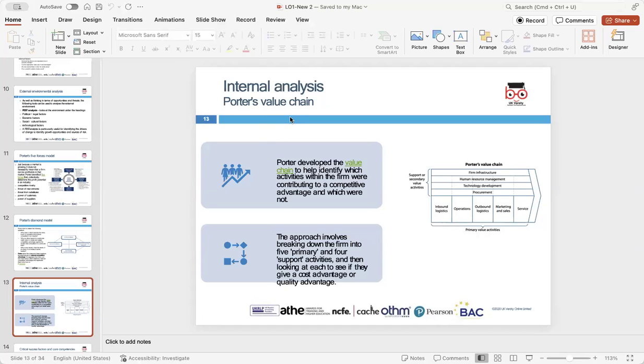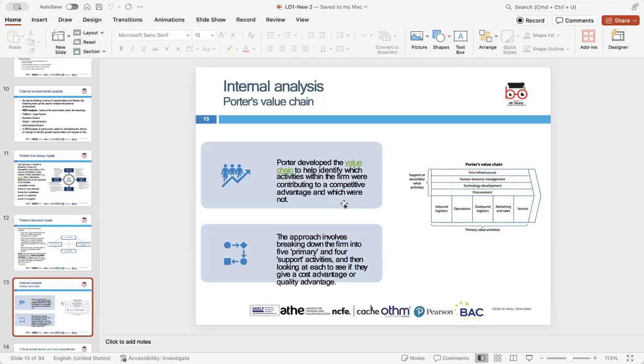Porter's value chain, primary activities and value chain model helps in identifying activities within organizations that contribute to its competitive advantage. So it breaks down the firm into primary activities and support activities. If we talk about primary activities, these activities include inbound logistics, operations, outbound logistics, marketing and sales, services, each activity analyzed for cost advantage or quality advantages.